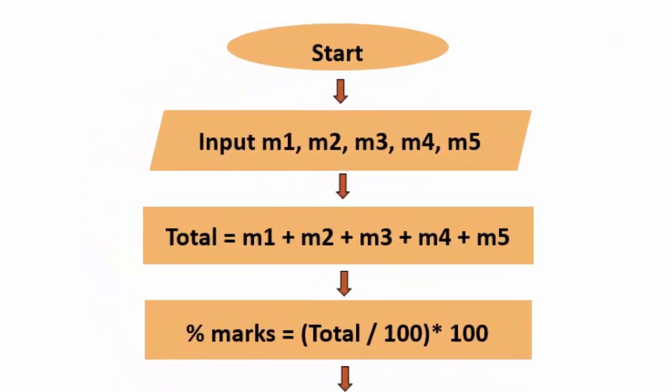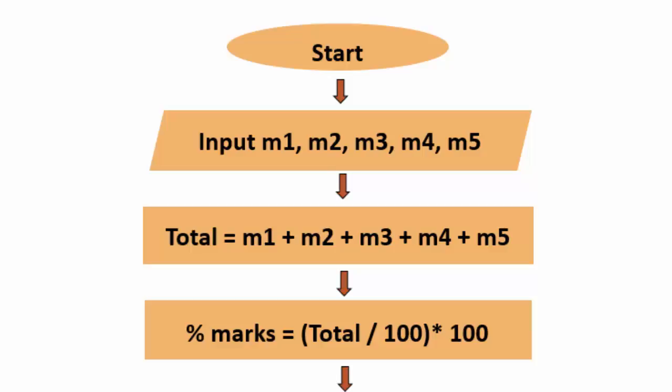We start the flowchart by writing the start statement in the oval box. Then we need the input for this flowchart, so we write it in a parallelogram. We input the marks for 5 subjects in M1, M2, M3, M4, M5 variables.